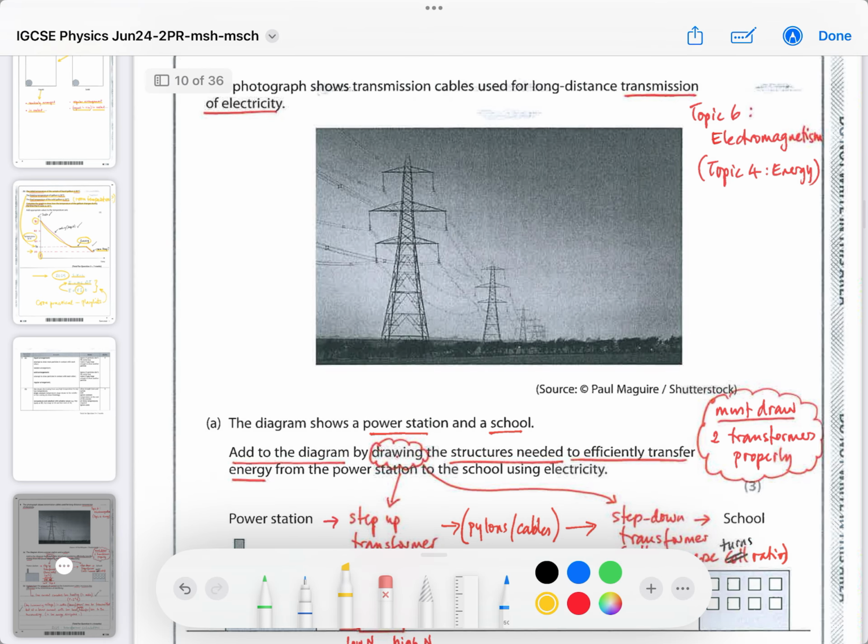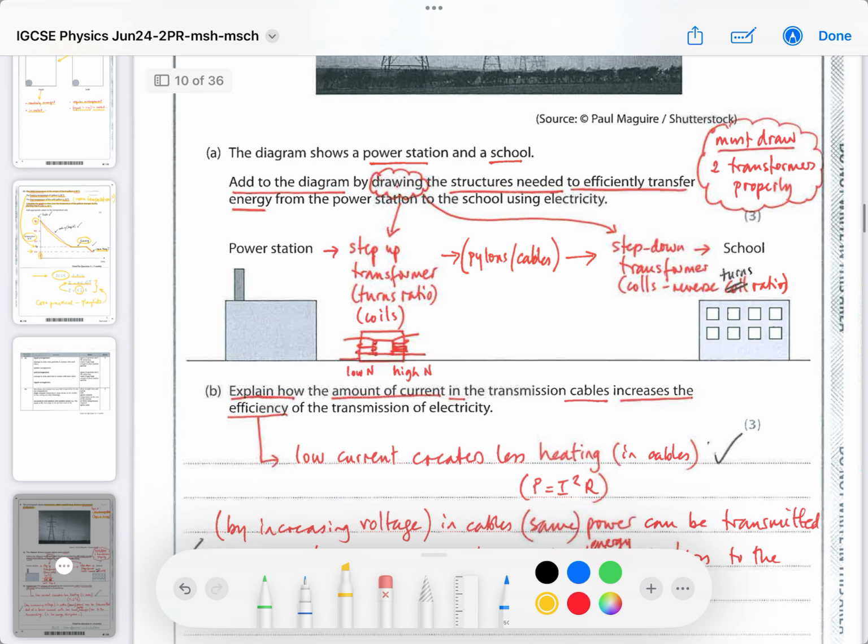Question 4 is now about transmission cables and how long distance transmission of electricity takes place in the national grid. So this is from electromagnetism because you need to use transformers, step up and step down. There's a link with topic 4 energy, because in topic 4 energy you also have to study energy resources. Okay, now they haven't talked about what the power station is burning, so it's more topic 6 than topic 4.